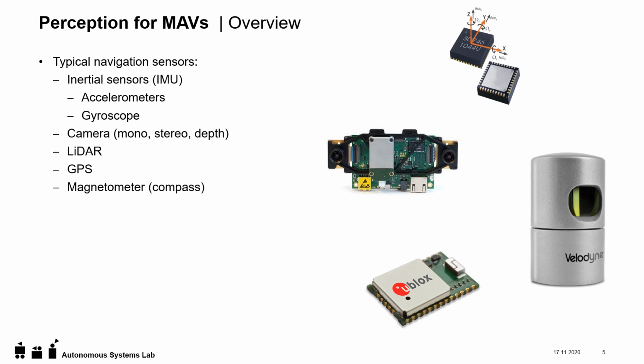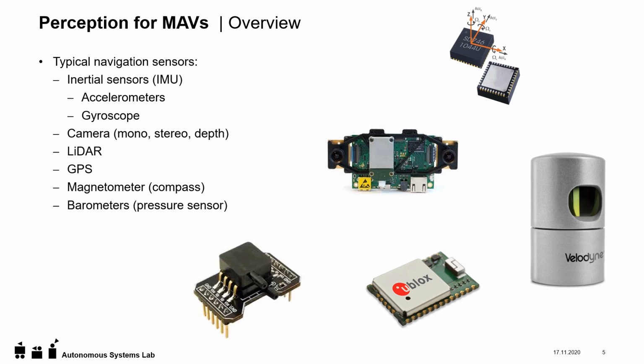While flying outdoors, a magnetometer can be used as well, which is nothing else than a digital compass. However, magnetometers are very sensitive to stray-induced currents from the motors and to the environment. So usually they're only accurate to about 2 degrees roughly. If flying at very high altitude or big altitude range, a barometer, a pressure sensor, can also be quite useful to estimate the current altitude in the atmosphere.